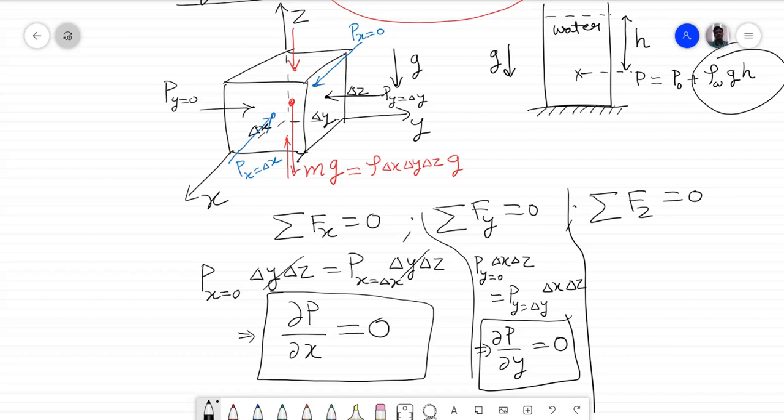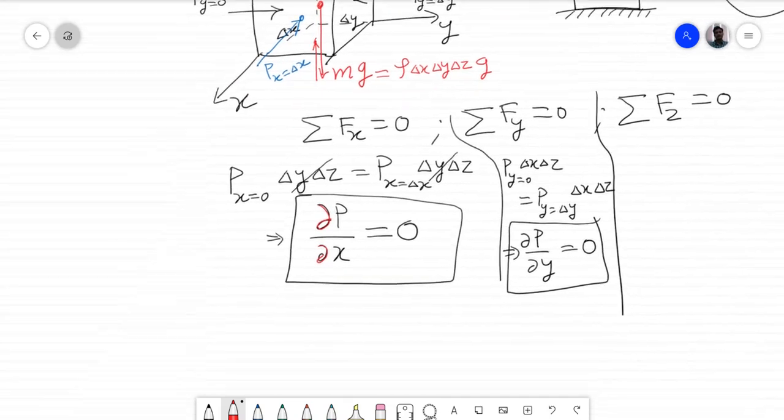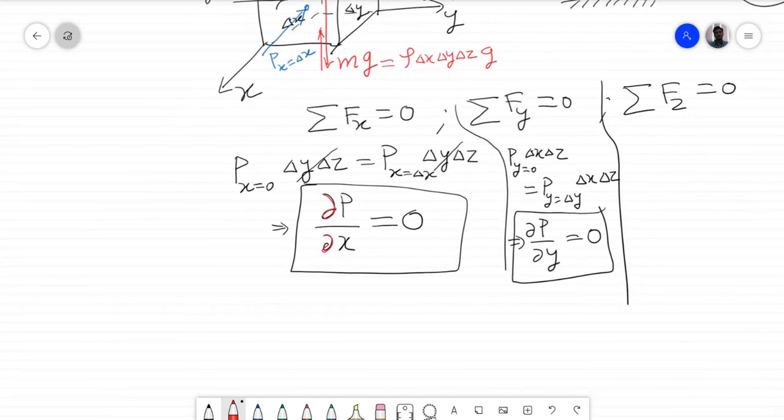For some of you who are not familiar with this symbol here, this is for partial derivative, because here pressure depends on all the directions x, y and z in general. In this particular case, for fluid statics, pressure does not depend on x and y, it only depends on z, as we will see now. But in general it depends on all the directions. Therefore we use this partial derivative symbol.